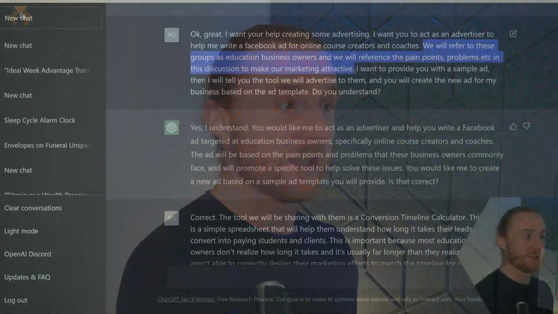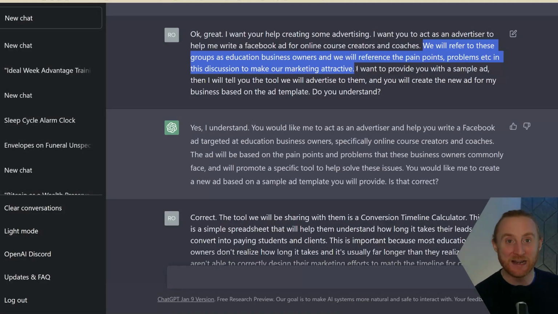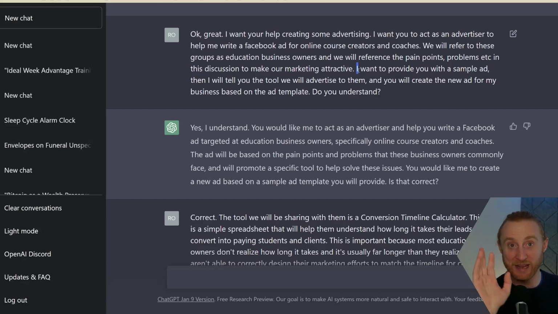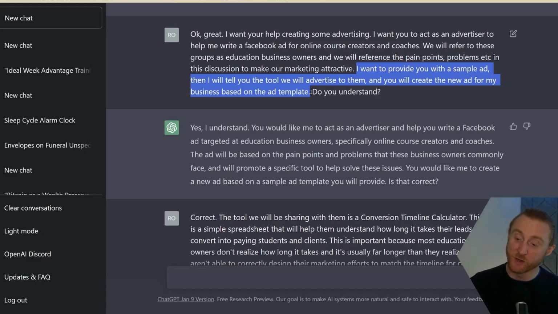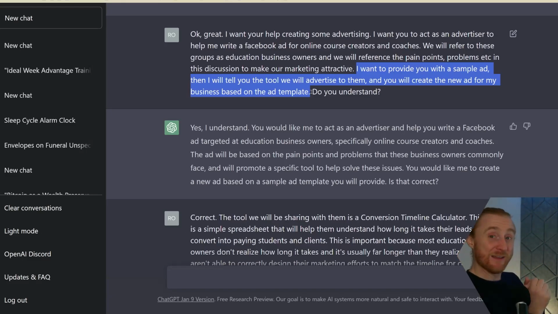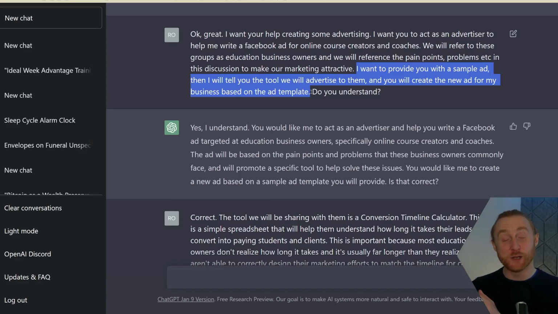Now, what I want to show you here is I'm going to tell it what we're going to do, and then I'm going to specifically say, again, this is what I did in my process, that I will provide you with a sample ad, and then I will tell you the tool that we will advertise, and we will create a new ad for my business based on the template. Okay, so what I'm saying is all these pain points we've been talking about, we're going to pour them into the ad. I'm going to give you a template ad, and I want you to rewrite this ad based on my problems and pain points from my market that we've been speaking about.